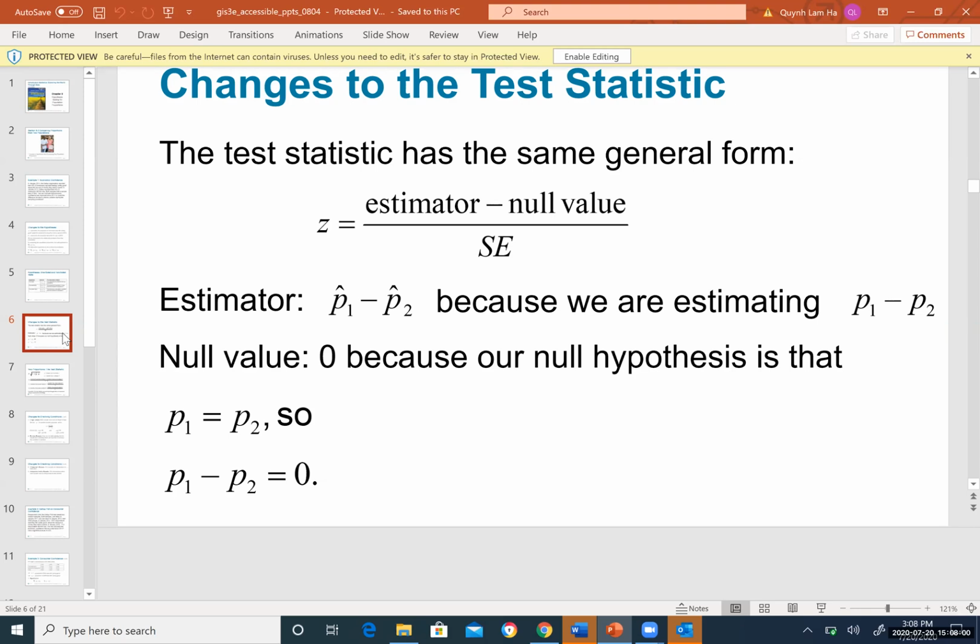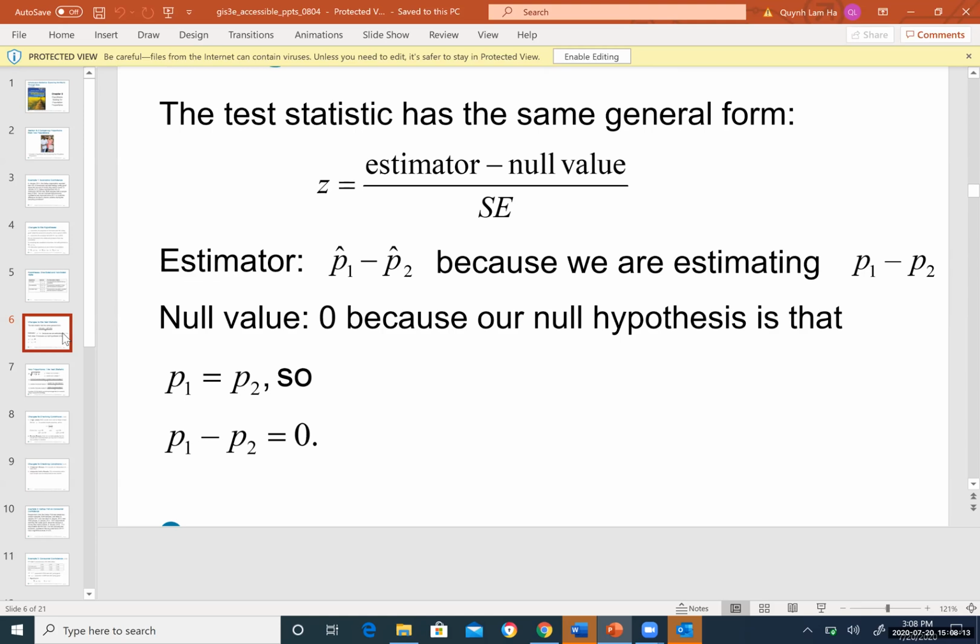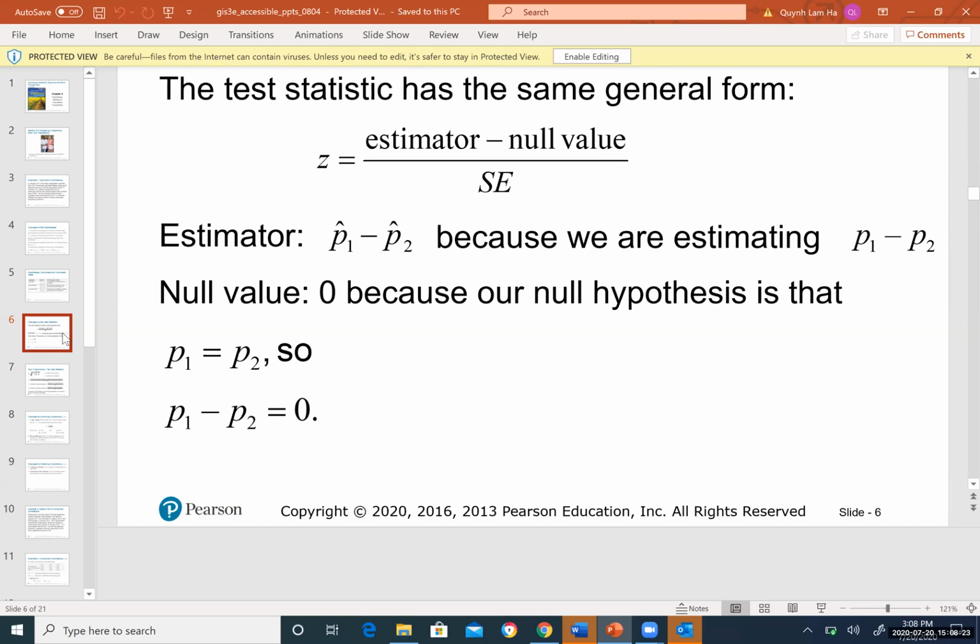The estimator is P hat 1 minus P hat 2, because we are estimating P1 minus P2. The null value is 0 because our null hypothesis looks like this, like I explained before. The null hypothesis is P1 equal to P2, or you can put that as the equation like this: P1 minus P2 equal to 0.